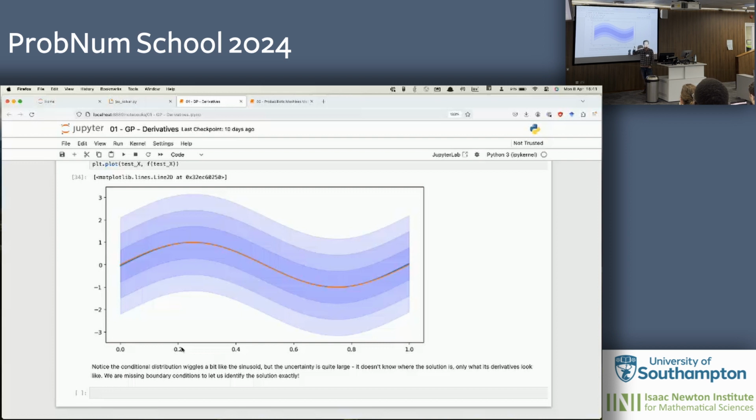But we still have considerable uncertainty, unlike what we would have in the Gaussian process regression case. We don't see the characteristic squashing of the uncertainty near the observation points, because all we've seen about this function is the value of its derivatives. In particular, if I shifted this function upward or downward by a constant amount, I would still get a function with the same derivatives. The important thing here is that because I've only observed this derivative relationship and not the boundary conditions associated with a proper PDE, I get this very, very wide uncertainty.